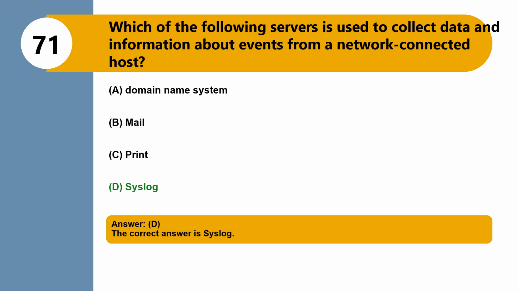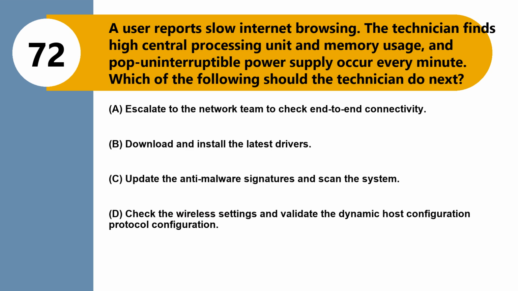Question 72. A user reports slow internet browsing. The technician finds high central processing unit and memory usage, and pop-ups occur every minute. Which of the following should the technician do next? Option A, escalate to the network team to check end-to-end connectivity. Option B, download and install the latest drivers. Option C, update the anti-malware signatures and scan the system. Option D, check the wireless settings and validate the dynamic host configuration protocol configuration.